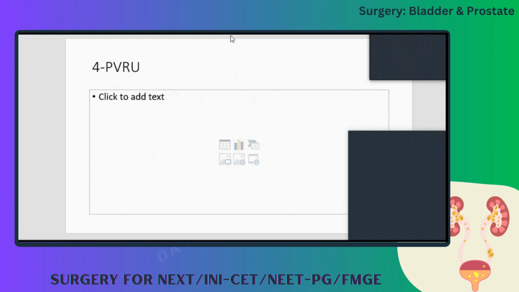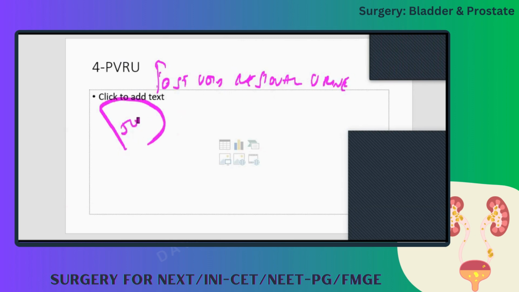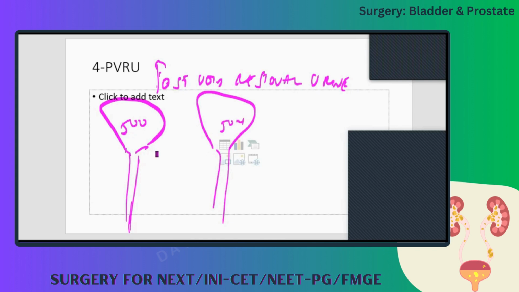And then PVRU, which is post-voidal residual urine. What does this mean? Suppose the patient has a bladder capacity of 500 cc. He voids, and after voiding only 10% should be left inside, around 50 ml. If anything more than 50 ml is there, then he has high PVRU because he has obstruction. Simple, right? After you void, there is some residual urine. That's it. Okay?